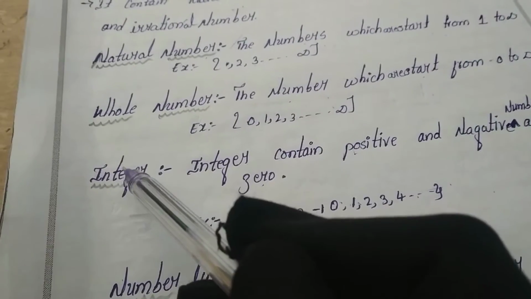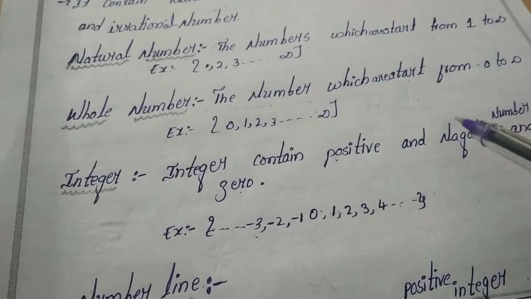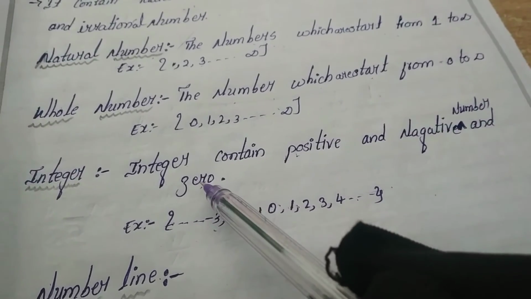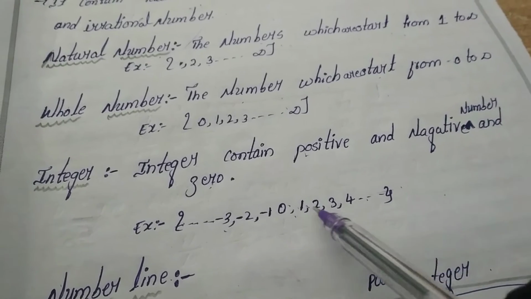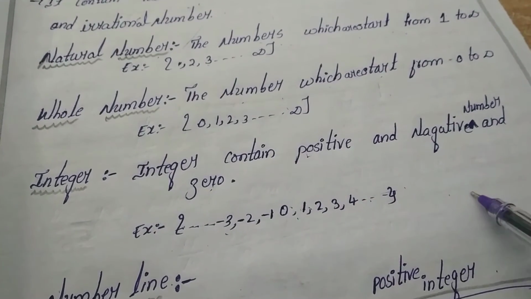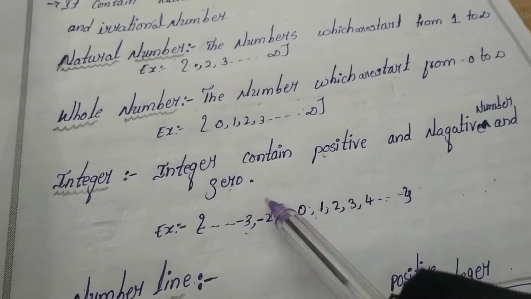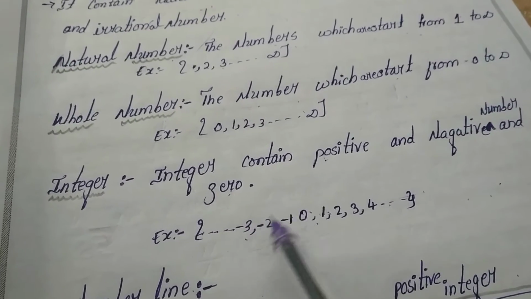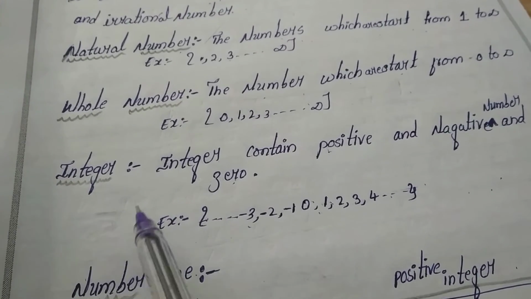Let's move on to the integers. What is an integer? Integers contain positive and negative numbers and 0. Let's see the example. Here is 0. All the numbers 1, 2, 3, 4 up to plus infinity are positive integers, and beside the left side of 0, all the numbers minus 1, minus 2, minus 3 up to minus infinity are called negative integers.